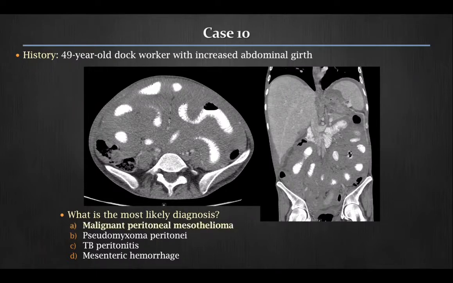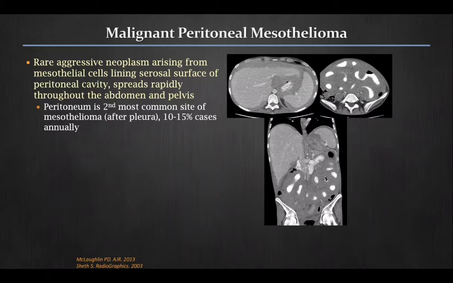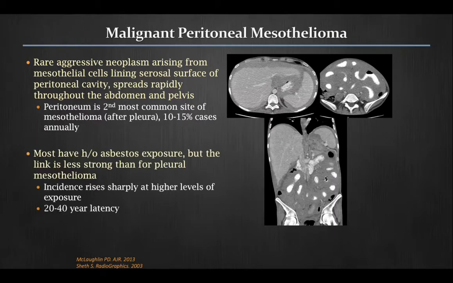This is malignant peritoneal mesothelioma, which is a very rare tumor. This is a primary malignancy arising from the mesothelial cells in the serosa of the peritoneal cavity, which then spreads throughout the abdomen and pelvis. Peritoneum is the second most common site where we see mesothelioma. The pleura is obviously more common. Only about 10 to 15% of cases of mesothelioma are the peritoneal variant.